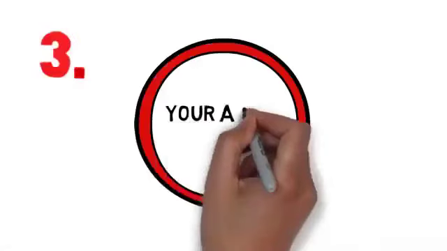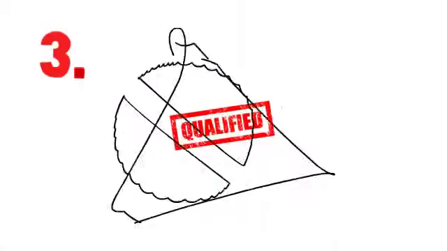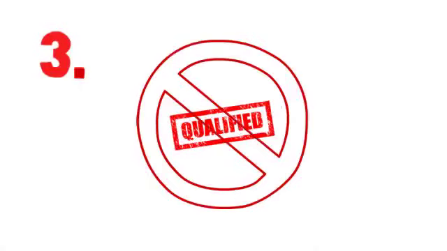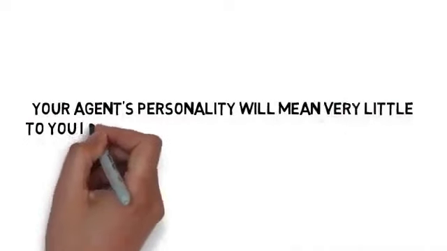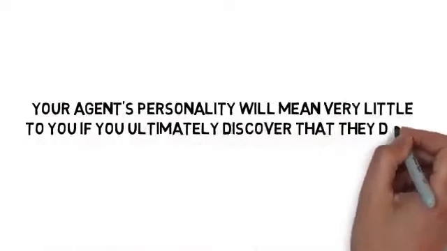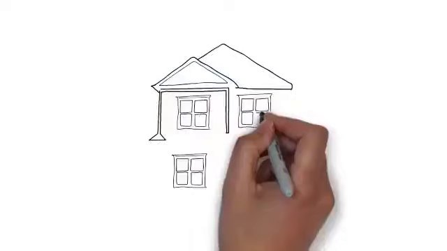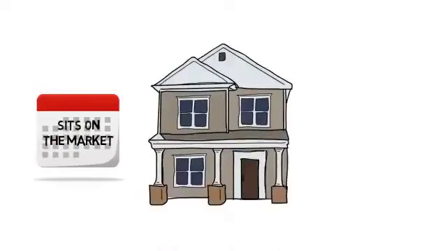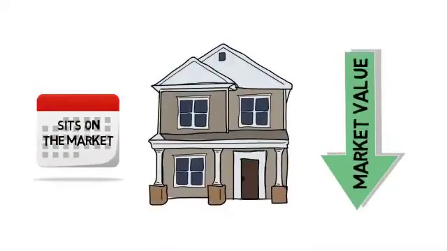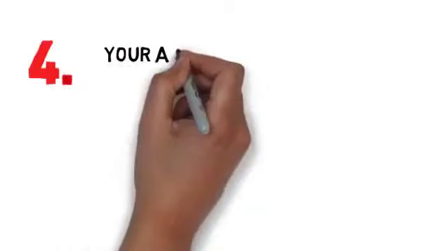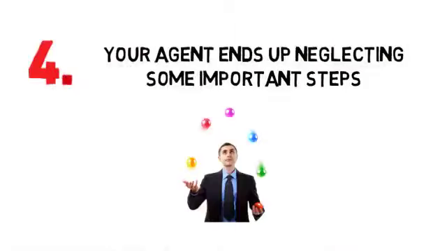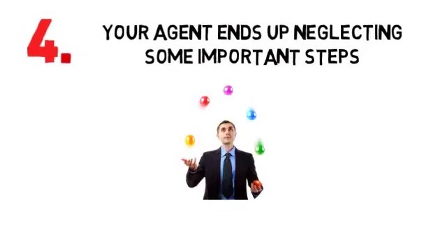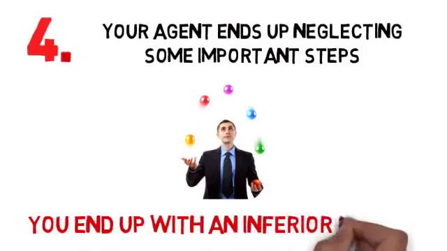3. Your agent may be nice, but this doesn't necessarily qualify them to do the best job of selling your home. Your agent's personality will mean very little to you if you ultimately discover that they don't have the expertise to market your home properly, and it sits on the market and either doesn't sell or sells for lower than market value. 4. Your agent ends up neglecting some important steps because they are so overbusy trying to do everything all by themselves. You end up with an inferior result.